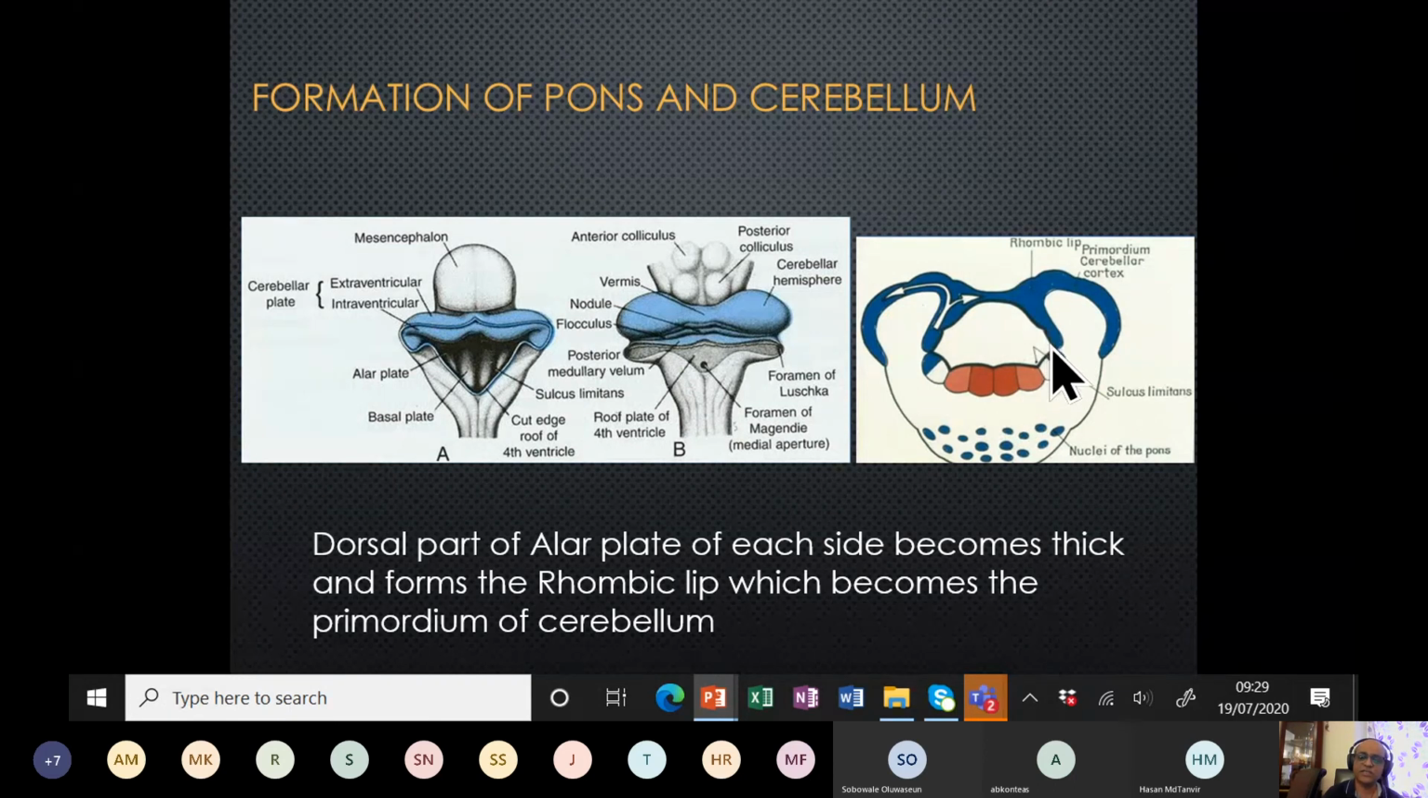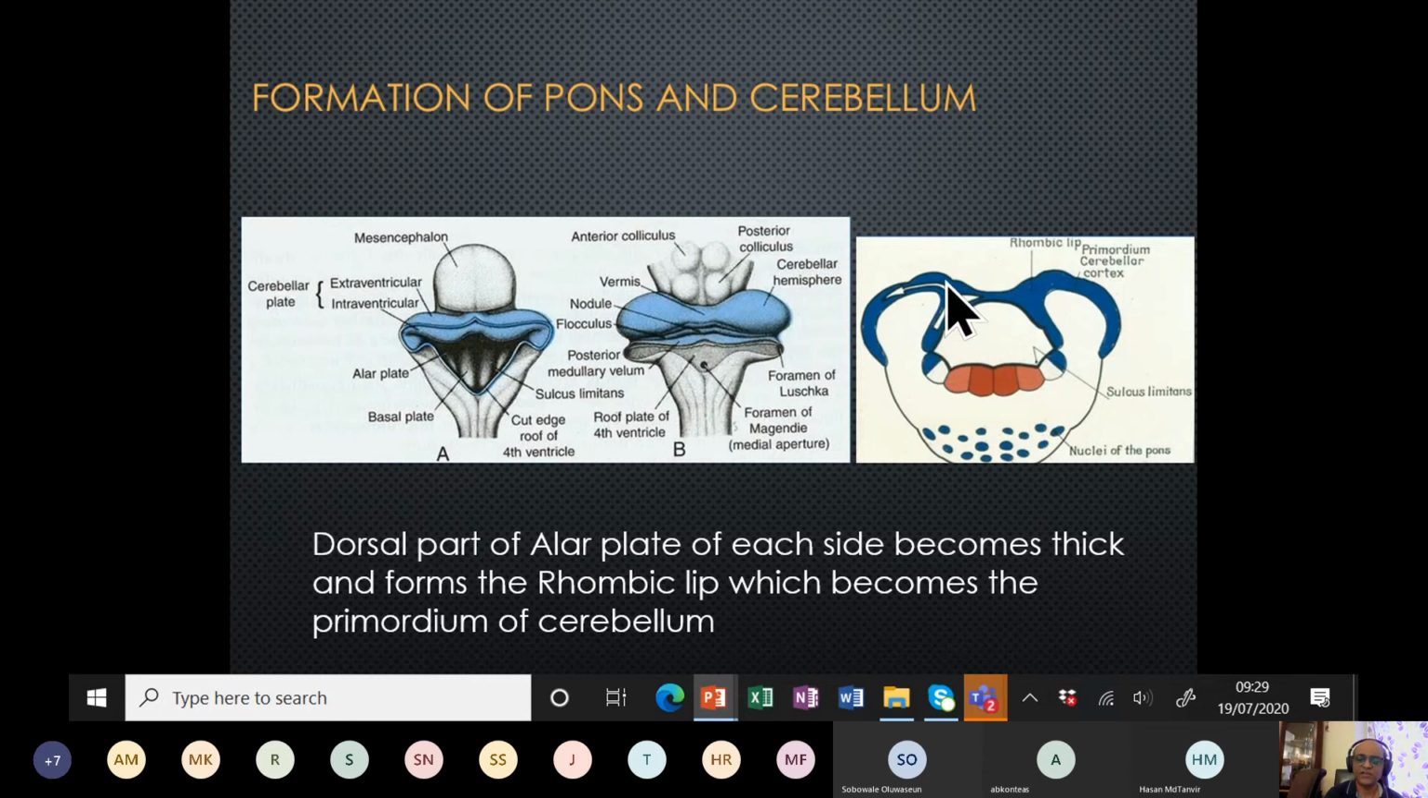But what happens is these more lateral alar plate cells start to thicken, and they form a lip, what we call a rhombic lip. And this is what it looks like on the coronal view. Imagine the cerebellum has been taken out from either side, and we are looking just at the back of the pons and back of the medulla. And this is the rhombic lip from which the cerebellum is going to develop. And the midline, of course, is the vermis, and the lateral are the cerebellar hemispheres.